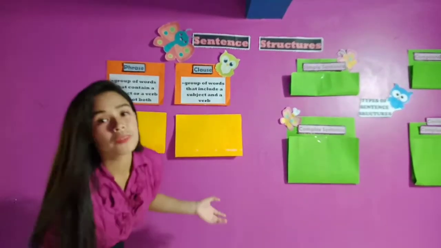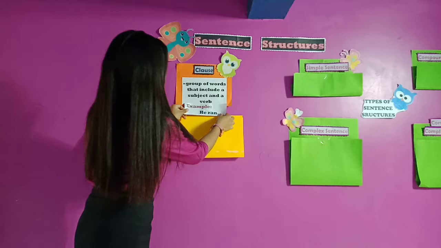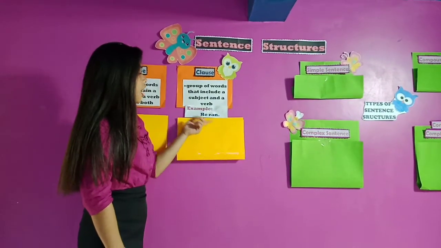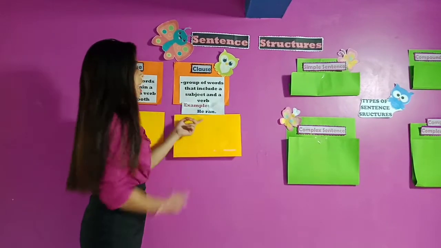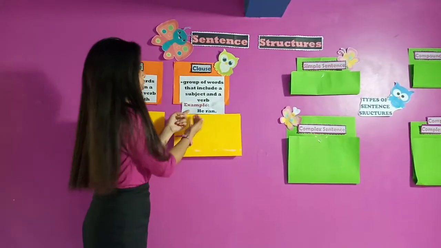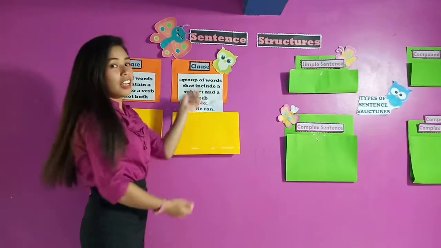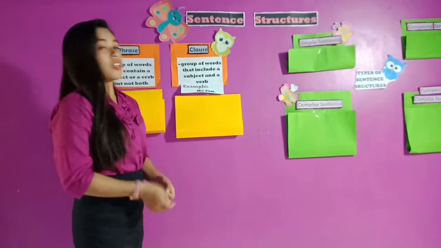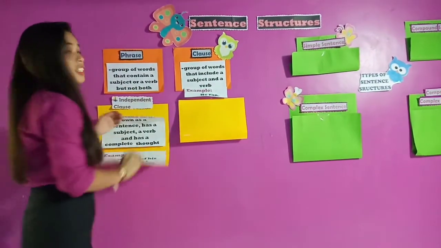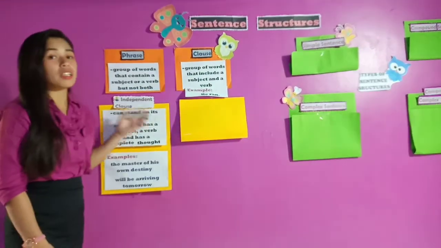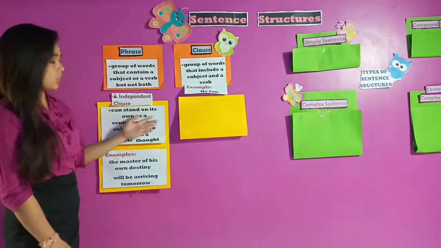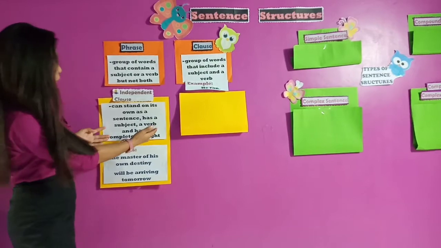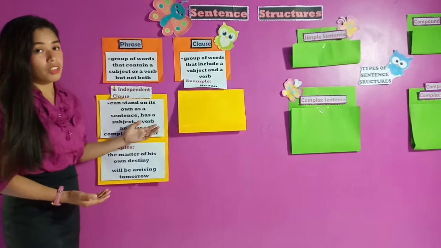For example, he runs. There is a subject, which is the he, and the verb, which is the run. Thus, he runs is a clause. There are 2 types of clause. The first one is the independent clause, or the main clause. It can stand on its own as a sentence, has a subject, a verb, and has a complete thought.